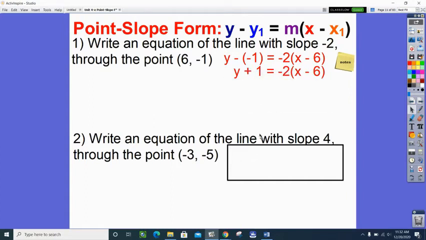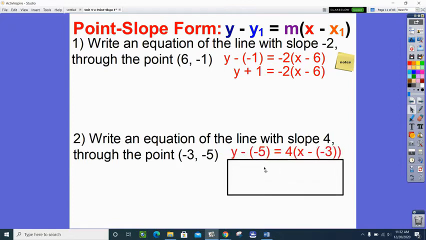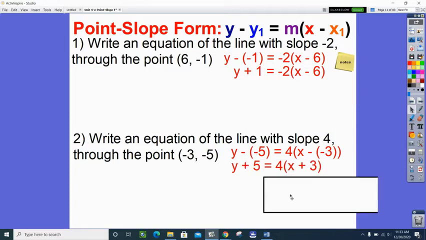Okay, try another one. So y minus the y coordinate equals slope times x minus the x coordinate. And again, let's clean up these double negatives. And make that y plus 5 and 4 times x plus 3. So what you'll notice is if the coordinate is positive, the minus kind of sticks. And if the coordinate is negative, you end up with a plus there. That's going to be important if you're pulling backwards out of the point slope form.